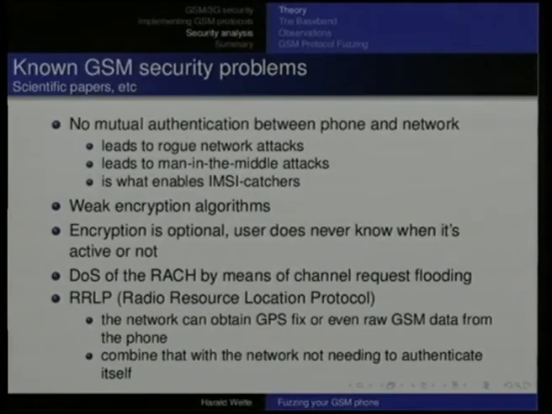And if you do some research in that area, then you will very easily find things like no mutual authentication between the phone and network. So things like rogue network attacks are possible, man-in-the-middle attacks are possible, and this is what in the end enables the use of IMSI catchers for, well, law enforcement and more questionable purposes. Weak encryption algorithms are very well known. The fact that encryption is optional is also well known for people who have any interest in that subject.